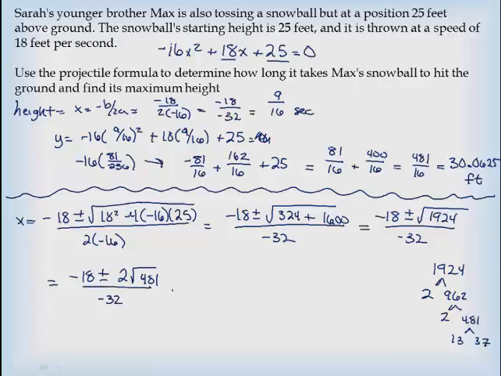negative 32, and that gives me negative 9 plus or minus the square root of 481 over negative 16. That's because everything divides by 2. Now, what I want to do at this point, because we're looking for time, is this doesn't really help me. This is the simplified version, but we're going to approximate.